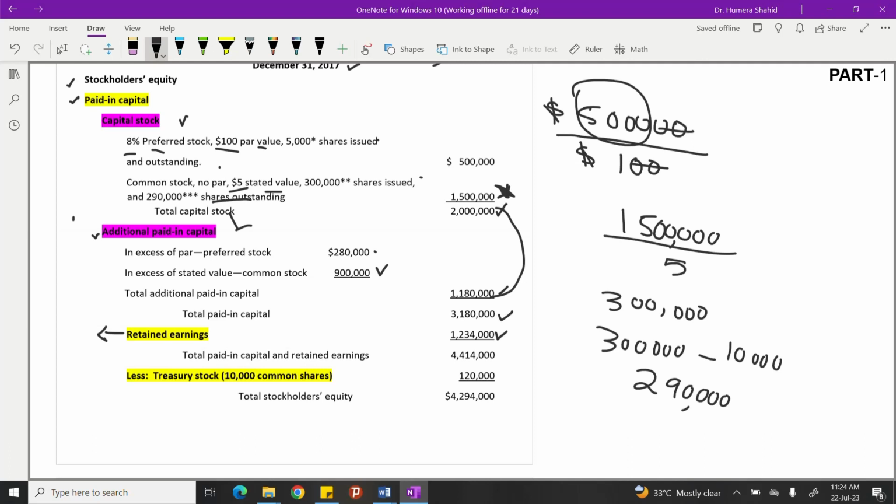It's given in the question, 1,234,000. So total paid in capital and retained earnings are 4,414,000. Then comes the contra equity account, which is treasury stock. So less treasury stock, 10,000 shares. Its cost was also given, 120,000. So the remaining is my stockholders' equity section total.